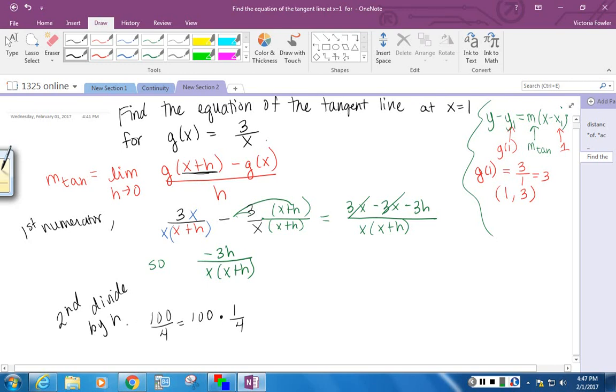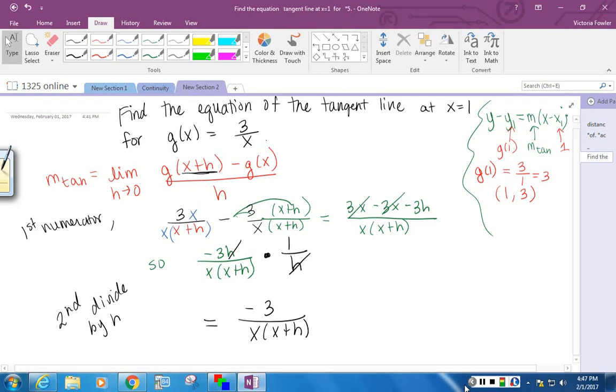Okay? So if I'm going to divide by h, I don't want to say I have a complex fraction. I mean, I can say I'm going to divide this whole thing by h, but that's goofy. Let's rewrite it so it's easier to work with as multiplying by its reciprocal, 1 over h. So now I'm going to divide by h. I've just done that by multiplying by 1 over h. And I can see that I can cancel the h's. And so in dividing by h, I now have negative 3 over the x times x plus h.